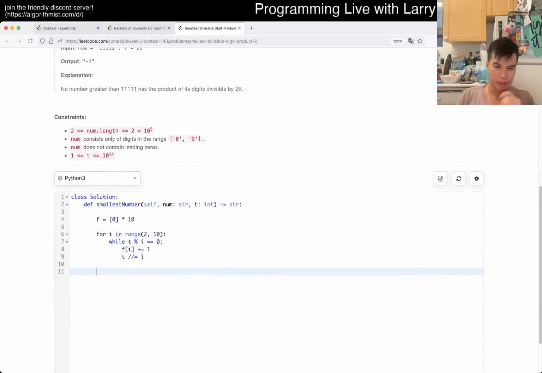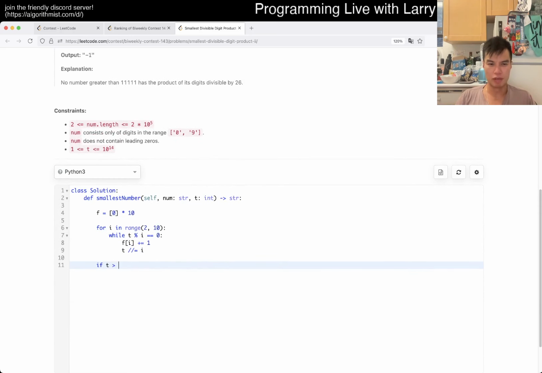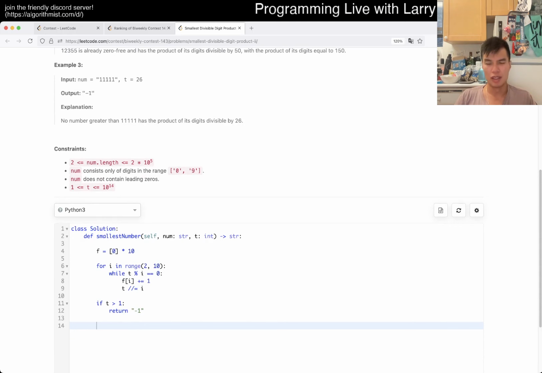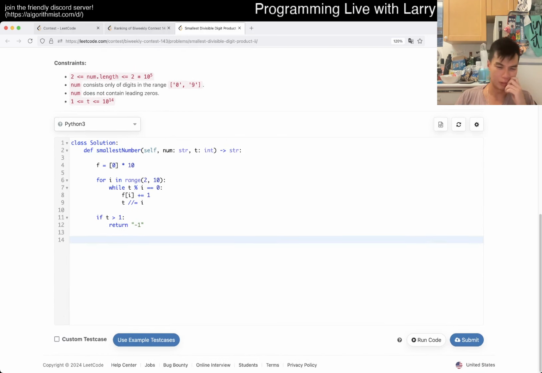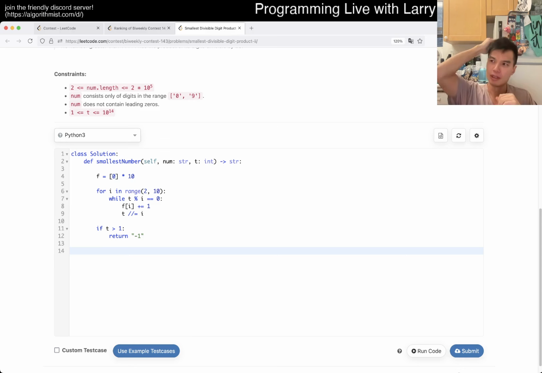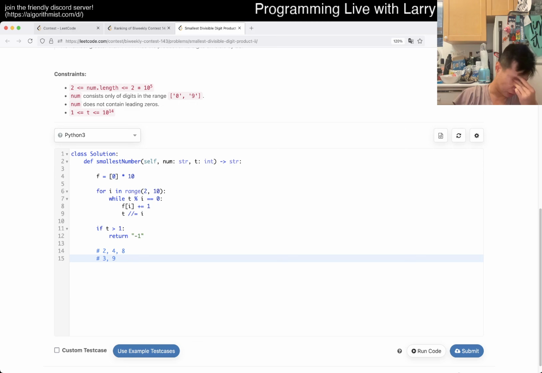Okay. Right. So then now, if T is greater than 1, then we return negative 1. Otherwise, this one was such a hint actually, but I didn't really read this one until now. But okay. And then now it's just all these numbers. Only thing that I have to think about, 2s. Okay, so 2, 4, 8, and 3 and 9 are the tricky ones. 3 and 9 is actually maybe okay. But so for the shortest, we want to do 9s first.